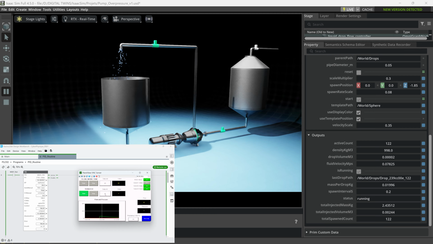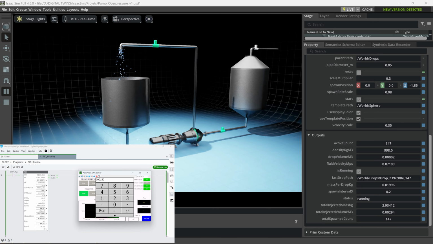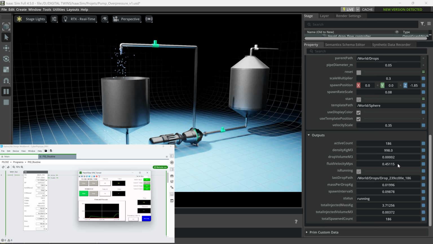Inside the simulation, the fluid is represented by particles. Their velocity represents the flow rate in the system. When pump speed increases, the particles accelerate. When resistance increases, the flow slows down. This allows us to visualize hydraulic behavior directly inside the digital twin.